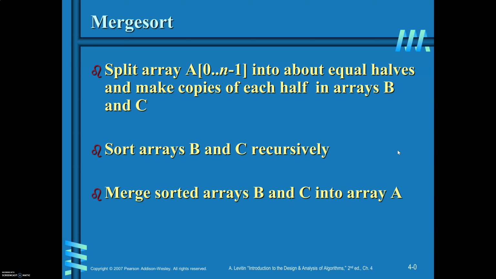MergeSort is an example of the divide and conquer technique. Here, given an array, you have to divide it into equal halves. The first half of the array is copied onto B and the second half onto C. Sort arrays B and C recursively. Next, merge the sorted arrays B and C into array A.